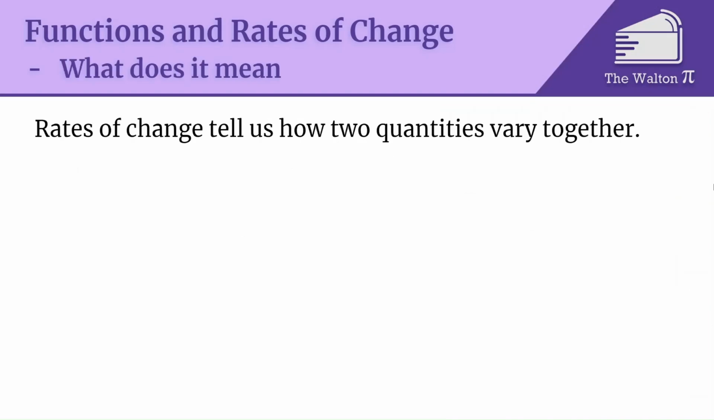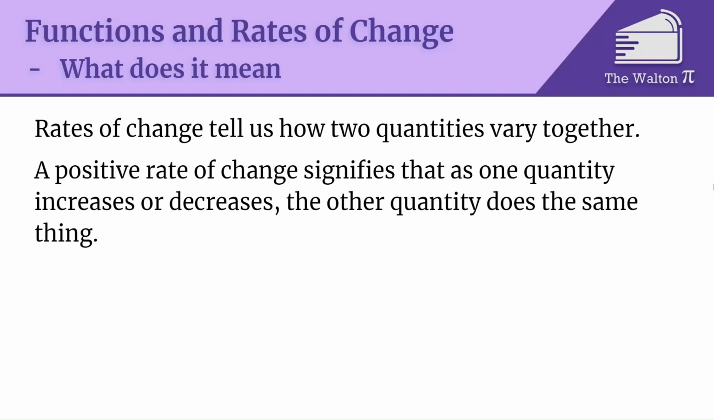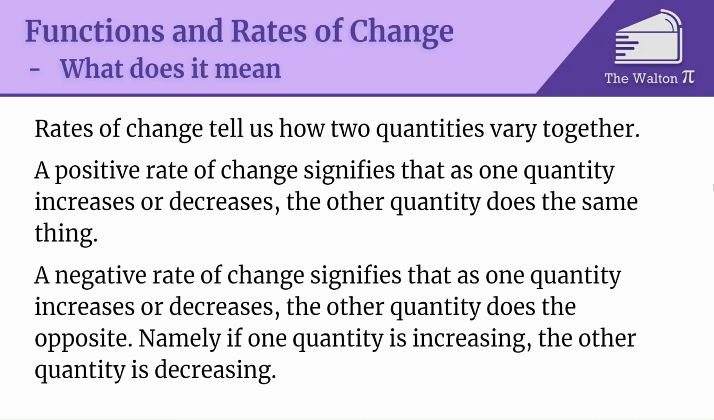We can also talk about rate of change of a function. So the rate of change tells us how two quantities are going to vary together. A positive rate of change signifies that as one quantity increases or decreases, the other quantity does the same thing. A negative rate of change signifies that as one quantity increases or decreases, the other quantity does the opposite. So if one quantity is increasing, the other quantity is decreasing. That is what a negative rate of change means.